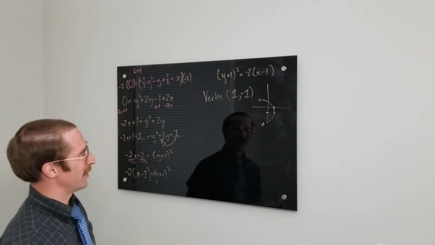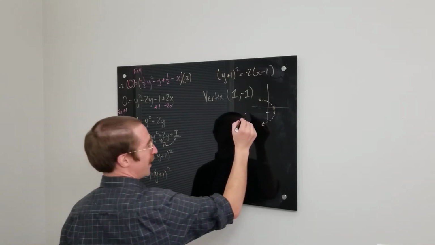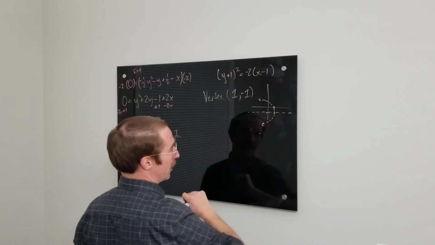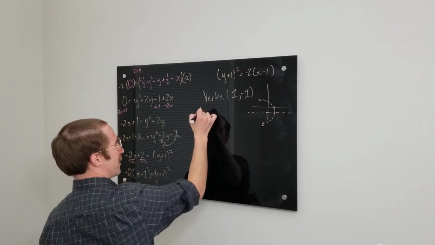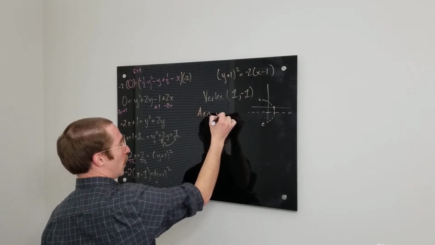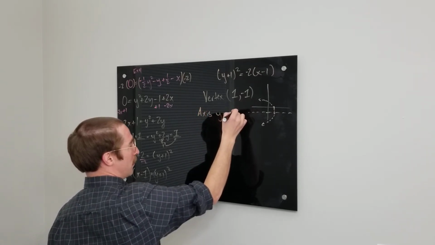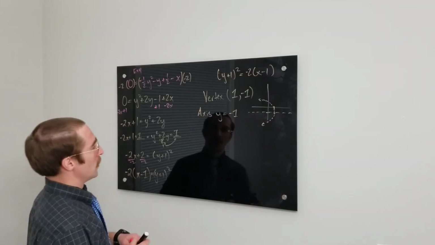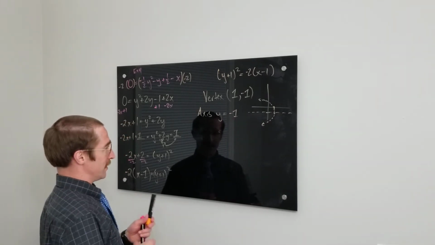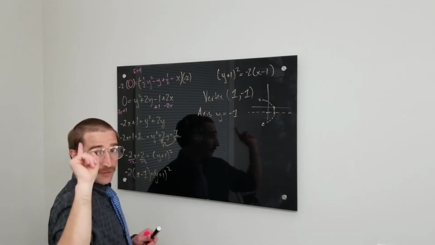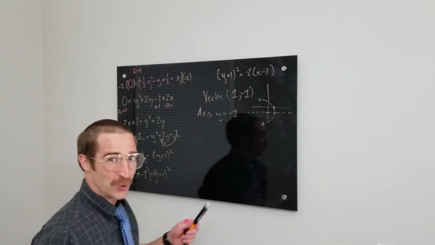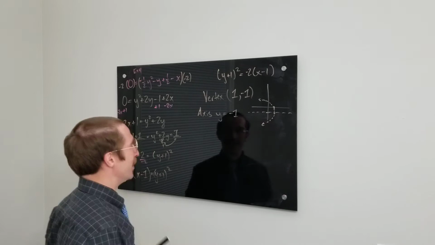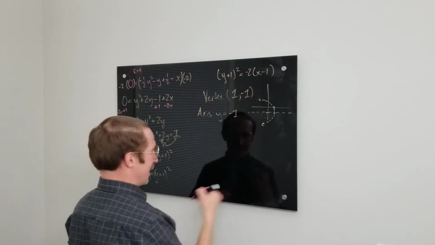I apologize for that. The axis in this case is going to be a horizontal axis. So the axis is y equals the y number of the vertex. There we go. So now we need the focus and the directrix. In order to find the focus and the directrix, we need the p-value. So we look at this, the negative 2.